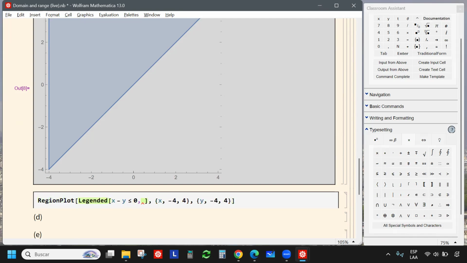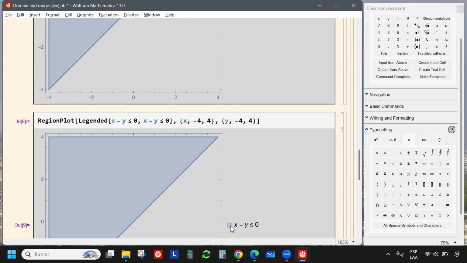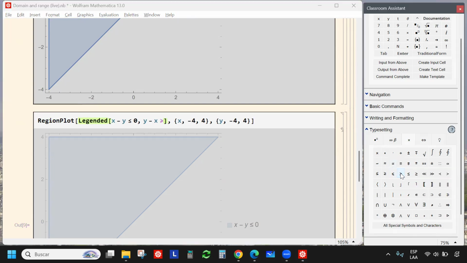After the comma of the inequality, it goes the legend. In this case, it is the same expression, the same inequality. Here it is. It indicates that what is in blue is x minus y less than or equal to 0. As I was saying, in the second argument of Legended goes the legend here. I could write y minus x greater than 0, that is equivalent to the previous inequality. And you will see the same, but the legend written in a different form.